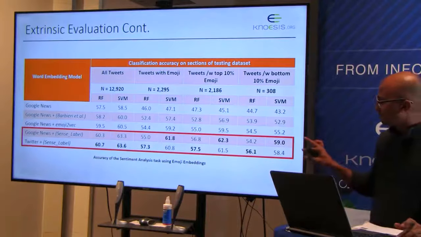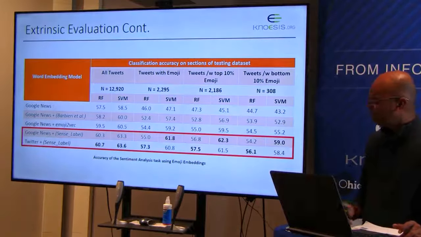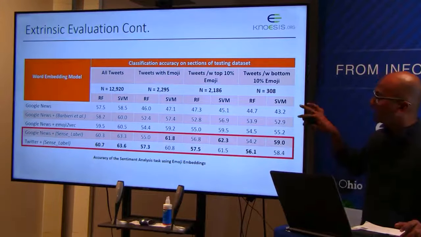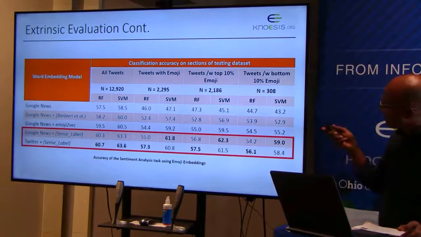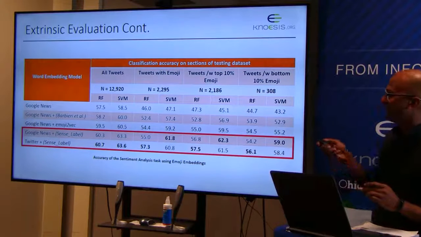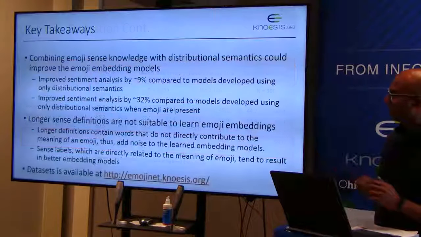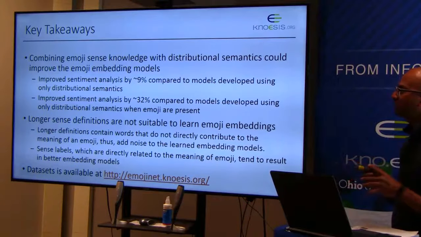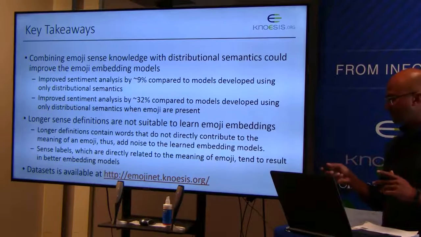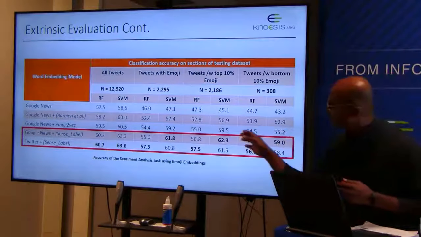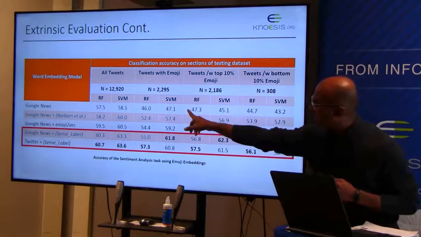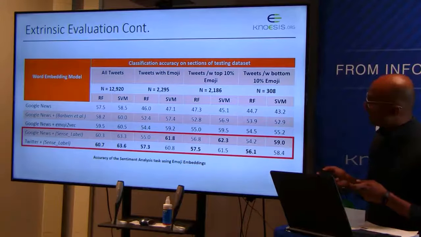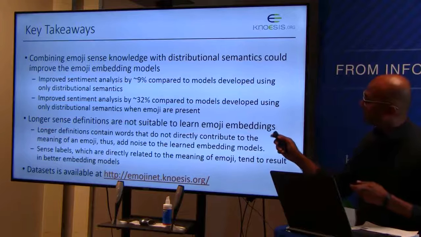Yeah, so we could also show that our embeddings actually work better than the existing emoji embeddings. In fact, we were able to show an improvement in accuracy of close to 9% when we compared our results with purely distributional semantics based results. And when emojis are present, that value is even stronger.